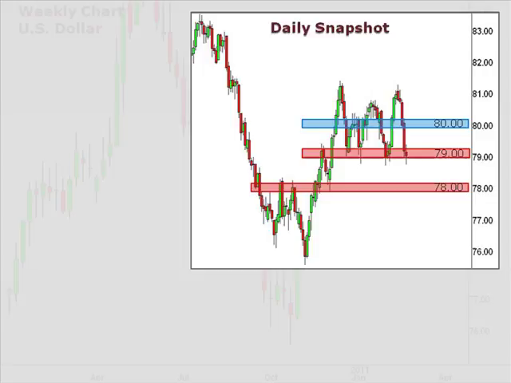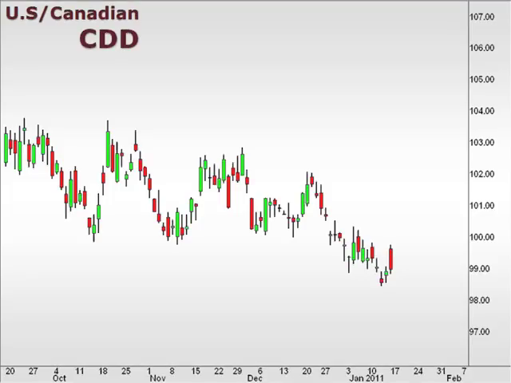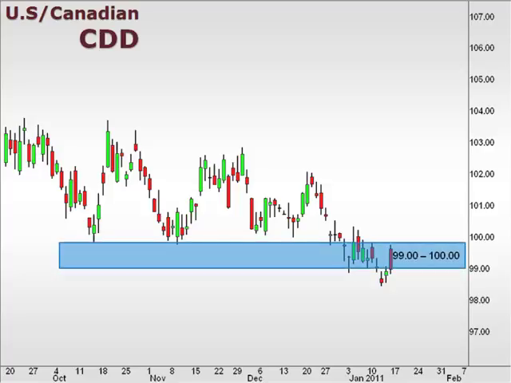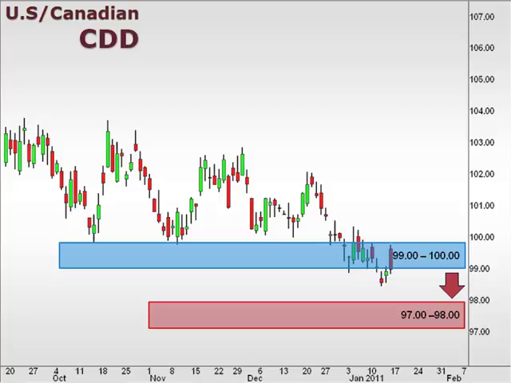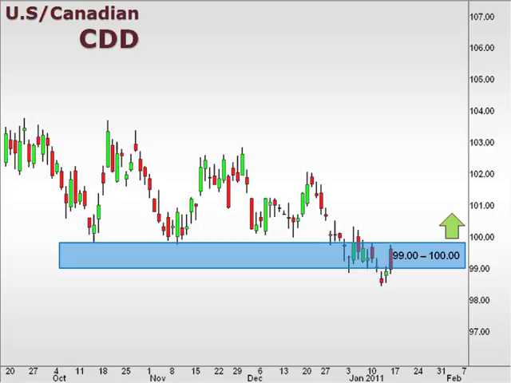Let's take a look at the CDD, the U.S. versus the Canadian dollar. Well, the CDD continued to struggle at the 99-100 resistance level this week. Now, a break back below 99 is likely to follow through with a move down towards this 97-98 focal zone. Any consolidation above 100 lends credibility to a bigger picture retracement of the preceding downtrend.